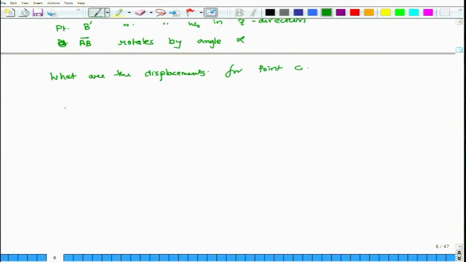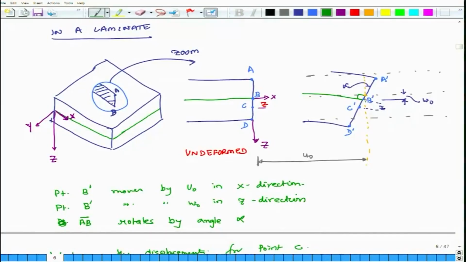So, displacement of point C in x direction is equal to what? See, it is equal to this distance. So, what is the displacement of point C? First thing is point B moves out by u naught, and with respect to the new position of B, C is moving inwards by some distance, this distance.